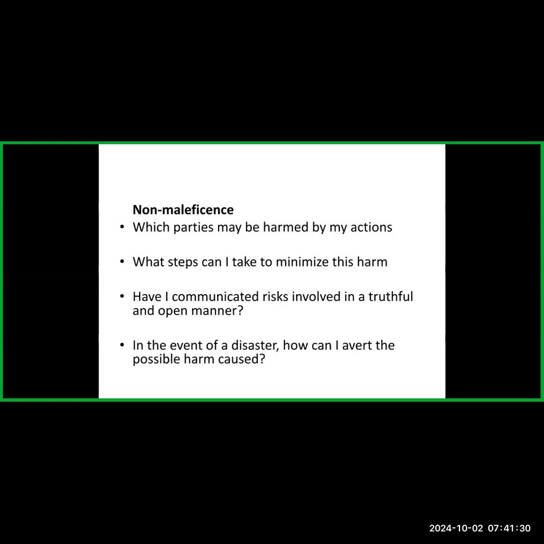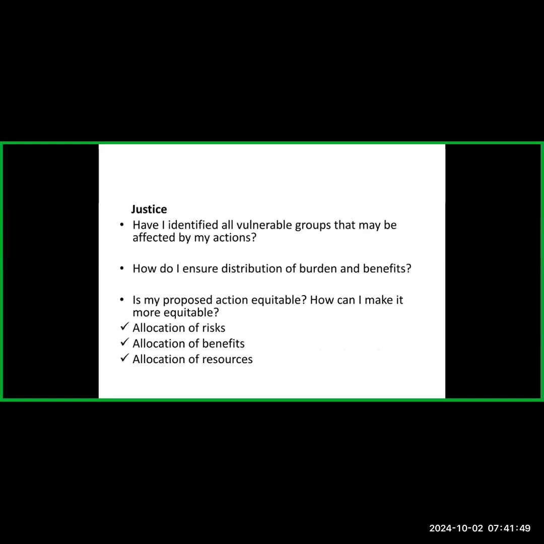Having these questions in mind will help us know how to fulfill this principle of beneficence towards a patient. Then the principle of non-maleficence, which is to ensure that no harm is done to a patient. Some of the questions we may want to ask include: which parties may be harmed by my actions? What steps can I take to minimize this harm? In the event of a disaster, how can I avert possible harm caused? Then justice, which, like I said earlier, is ensuring equitable distribution of benefits and risks among patients. Have I identified all vulnerable groups that may be affected by my actions? How do I ensure distribution of burden and benefits? Is my proposed action equitable? How can I make it more equitable? We want to look at allocation of risks, allocation of benefits, and allocation of resources. So these are the four principles.